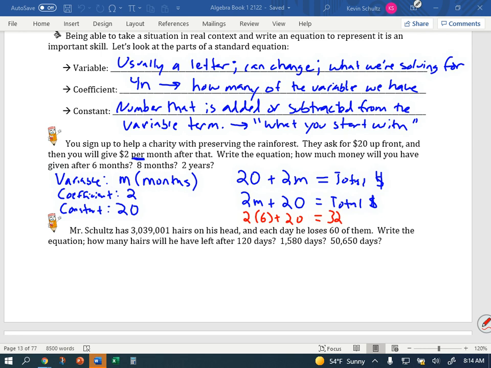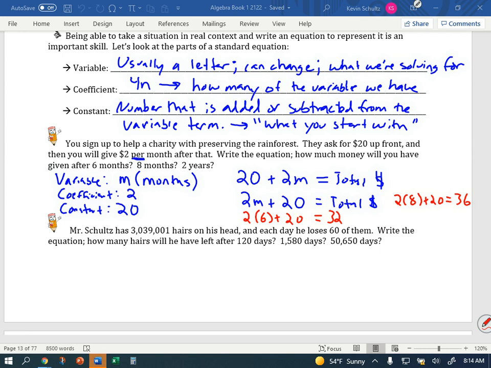Okay? Then it says, how about after 8 months? Well, same thing, except now it's 2 times 8 plus 20, which equals what? 36. 16 plus 20. Then it says 2 years. What do we got to do here?